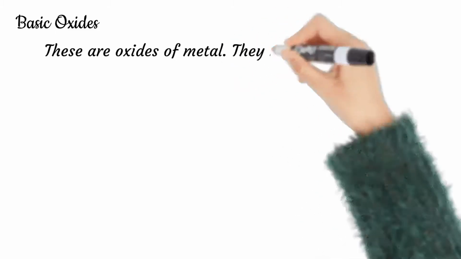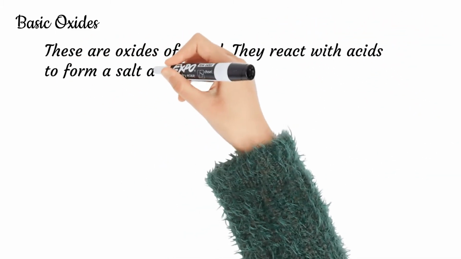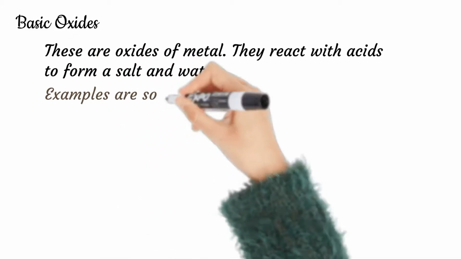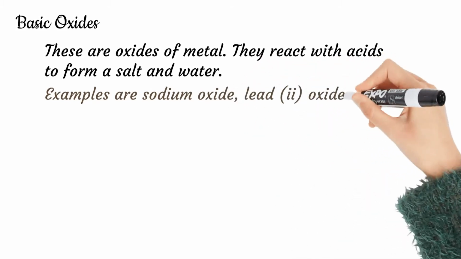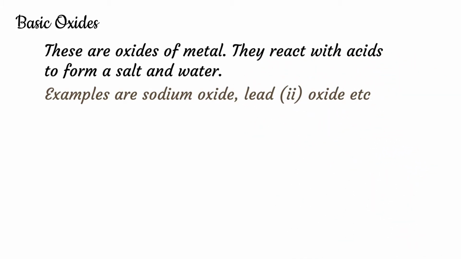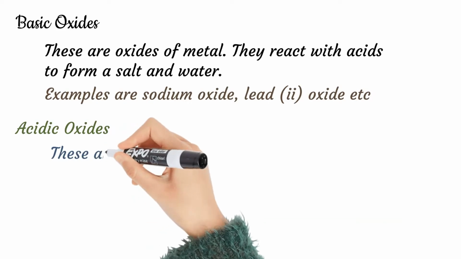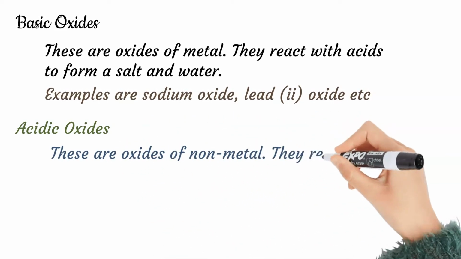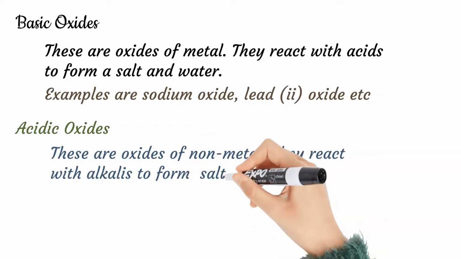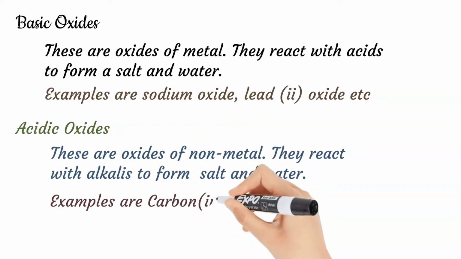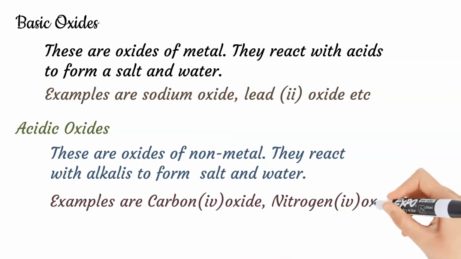Basic oxides. These are oxides of metal. They react with acids to form a salt and water. Examples of the basic oxides are sodium oxide, lead 2 oxide, etc. Next, we look at acidic oxides. These are oxides of non-metal. They react with alkalis to form salt and water. Examples are carbon 4 oxide, nitrogen 4 oxide, etc.